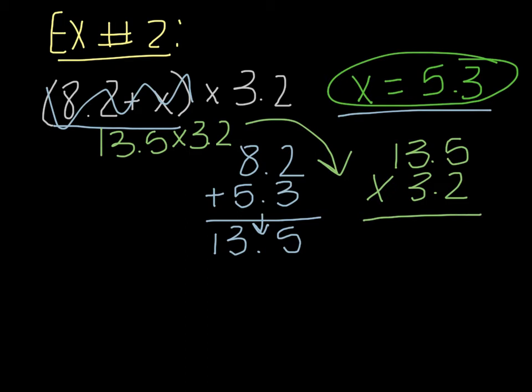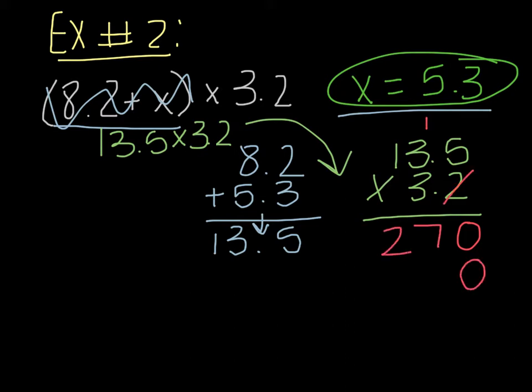Now when we multiply, we do not have to line up our decimals. It just so happened that it worked out that they lined up in this case, but you do not have to do that. You just multiply like normal, and then we move over the decimal. So we're just going to multiply. So we have 5 times 2 is 10. 3 times 2 is 6, plus 1 is 7, and 2 times 1 is 2.